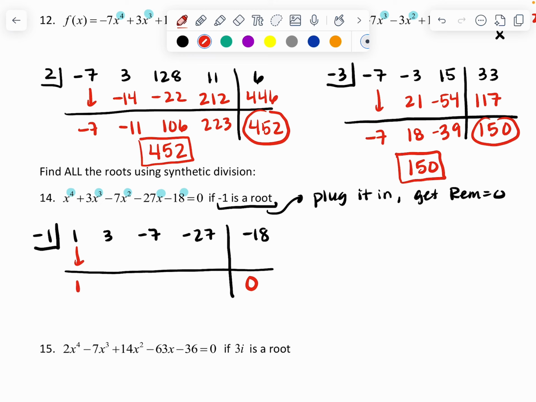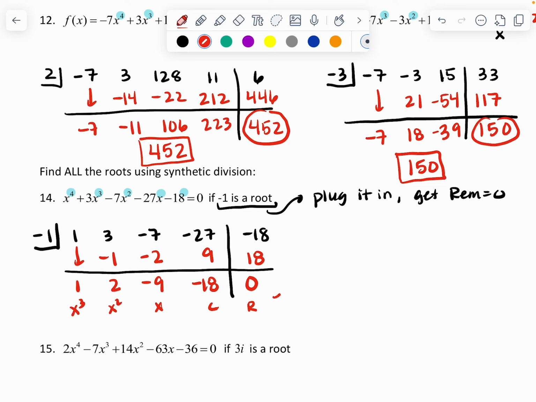So bring down the 1. -1 times 1 is -1. 3 minus 1 is 2. Times -1 is -2. That's a -9. -27 plus 9 is -18. Times -1 is +18. And look at that, it equals 0. Okay, so what do we do now? So this is my remainder, my constant, my x squared, and my x cubed.